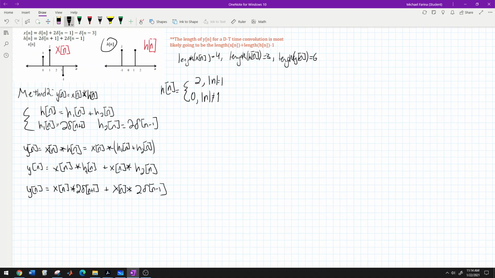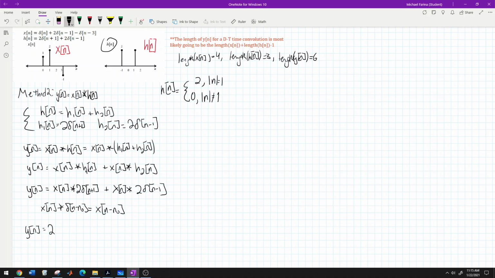Now remember the sifting property: x of n convolved with delta n minus n0 is going to equal x of n minus n0. So that's the sifting property. We can apply that right here. So then we're going to get y of n. 2 is a scalar, and this is a linear operation, so we can just pull the 2 all the way up front.